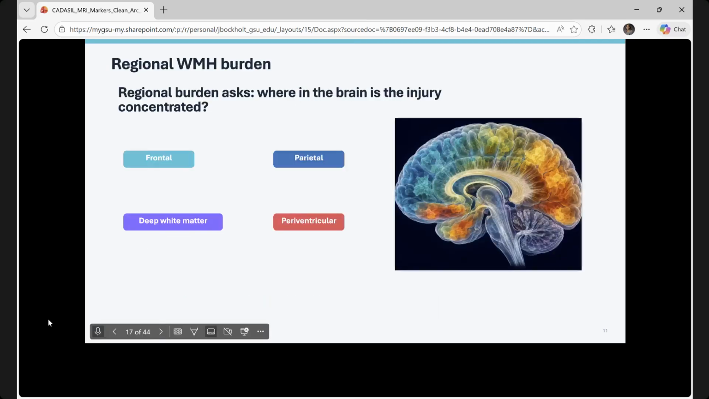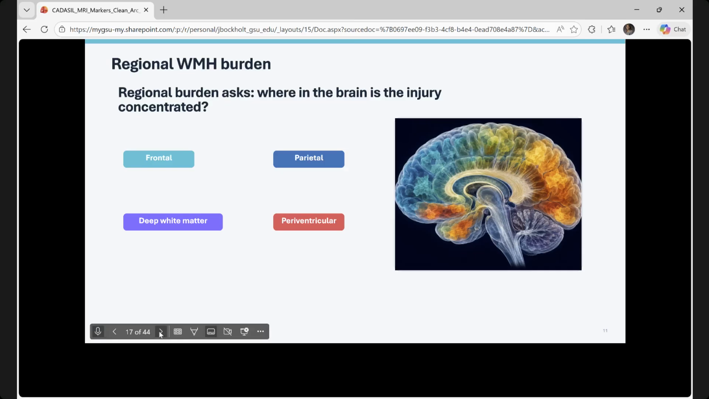So where we look is very important. We look in the deep white matter areas, the periventricular areas, and both the frontal and parietal lobes. That's just a small number of the regions, but so far those have been the most important regions that we've looked at. Next slide.